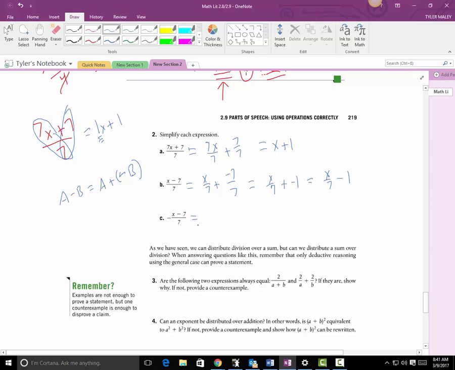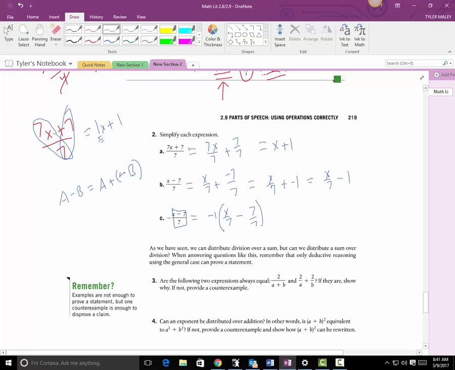So then part C. It's important to realize this is like the opposite of this fraction. So you may want to write this as negative 1, and then a parenthesis times, and then split these up so we could do x over 7 minus 7 over 7.